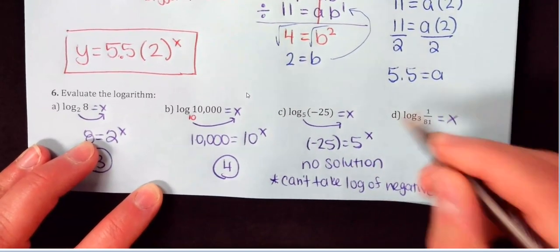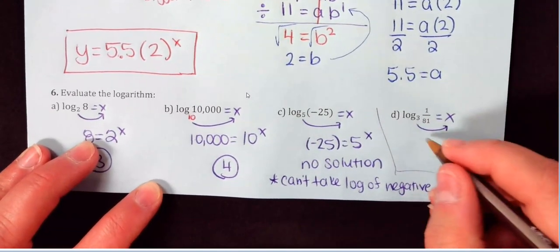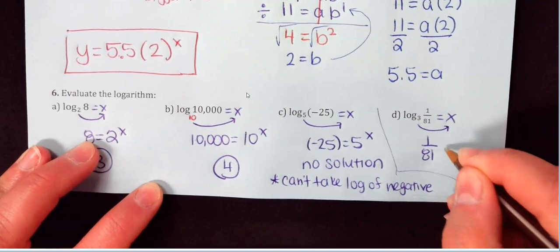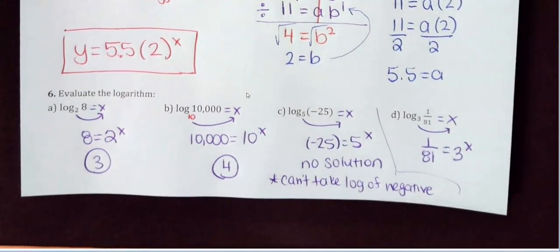All right, and I've got one more. This one's probably the trickiest of them all. All right, so I'm going to get rid of my log by converting this to an exponential. I got 1 over 81 is going to stay where it's at. The base of that log is going to push that x up in the air. So 1 over 81 equals 3 to the x.